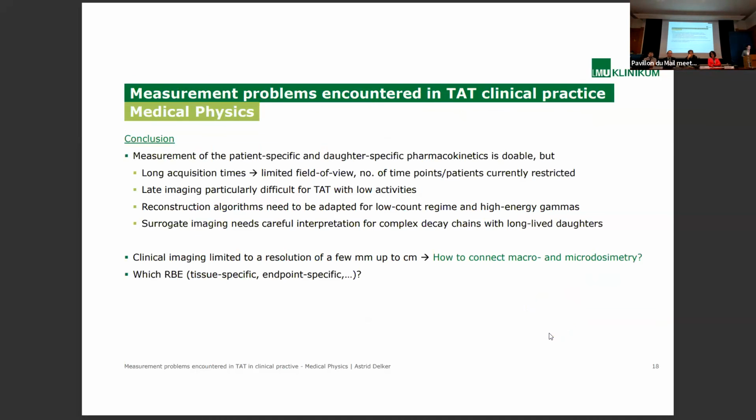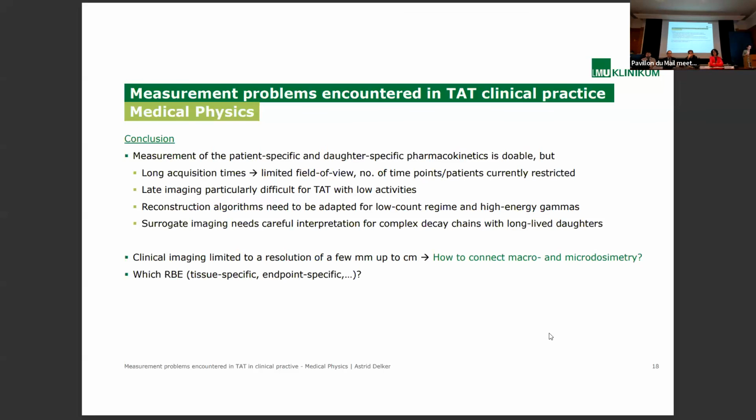To conclude, the measurement of the patient-specific and daughter-specific pharmacokinetics is doable in clinical routine, but currently we still have to deal with long acquisition times, which limits the field of view that can be clinically acquired, and also the number of time points and the number of patients that can be imaged. Lu imaging is particularly difficult. Imaging is always difficult also for logistic reasons, but it's especially difficult in targeted alpha therapy due to the low activities. So we need to adapt the current reconstruction algorithms so that they can really deal with the low count regime, and especially also with the high energy gammas.